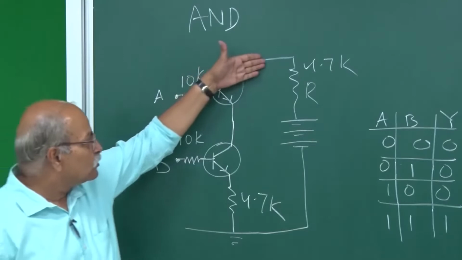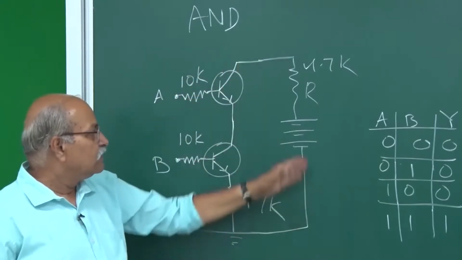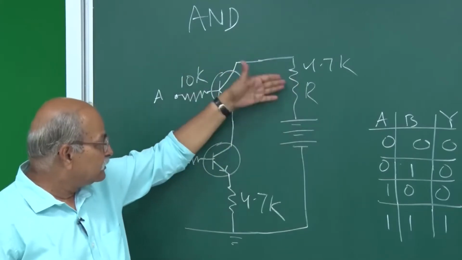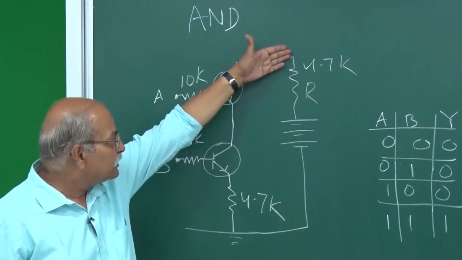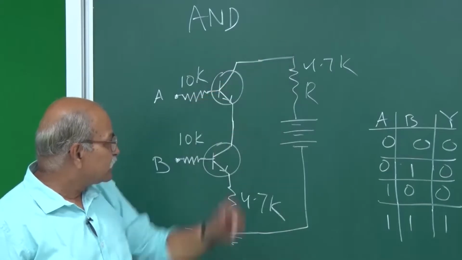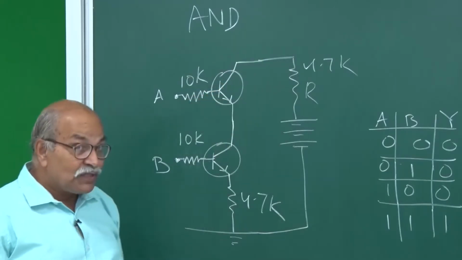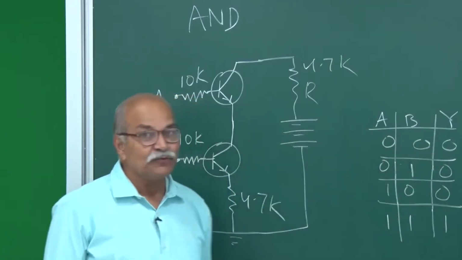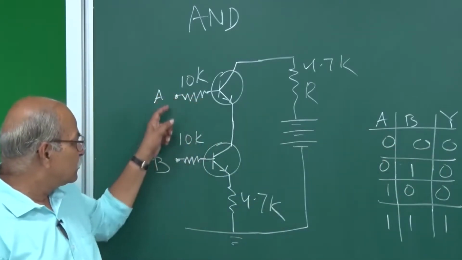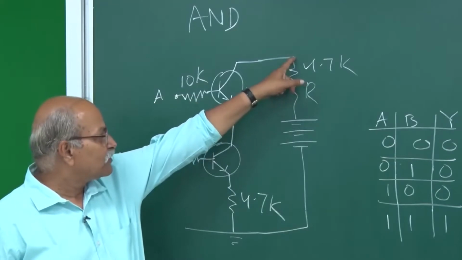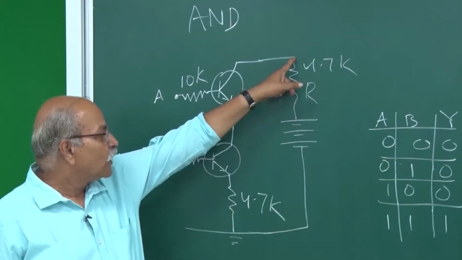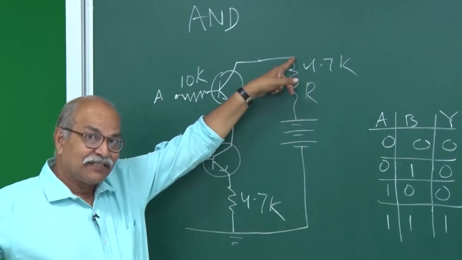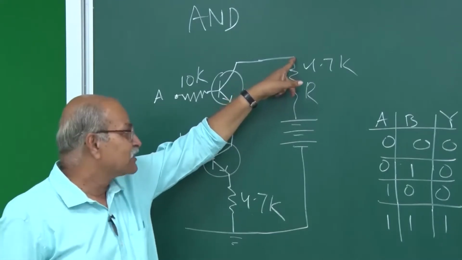And if no current goes through this collector, then no current goes through this resistance, and then you know that the potential here is the same as this potential. But I do not want that, 0 0 should give me a 0. Here, for 0 0, if I take output from here, then this is 1, but I do not want that. That is also a gate, I'll talk about it just after this.